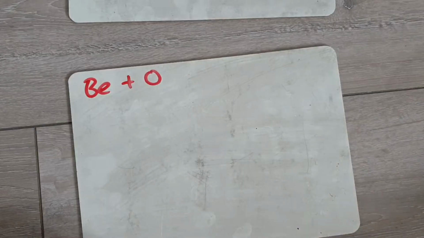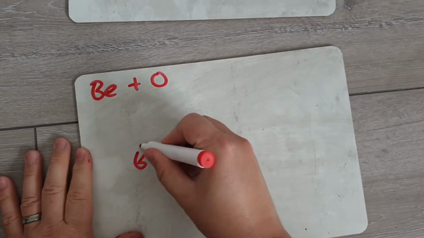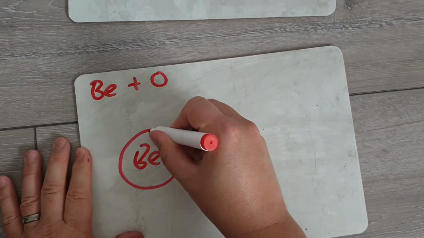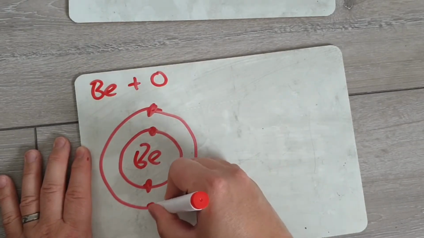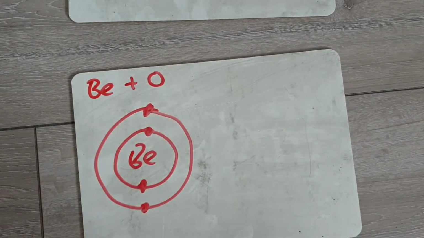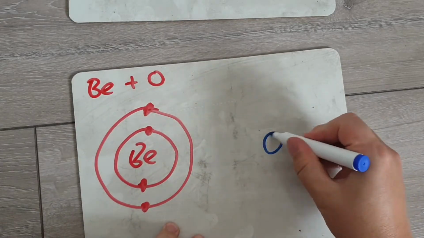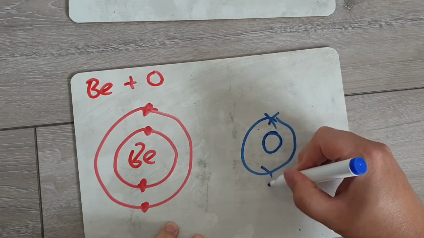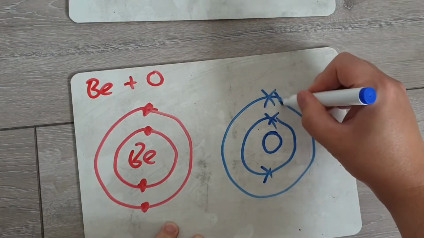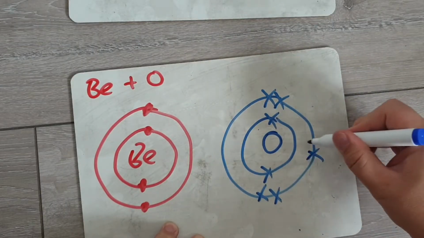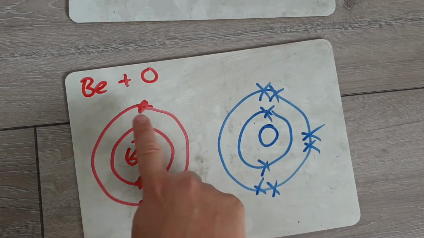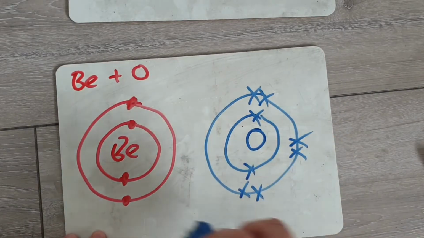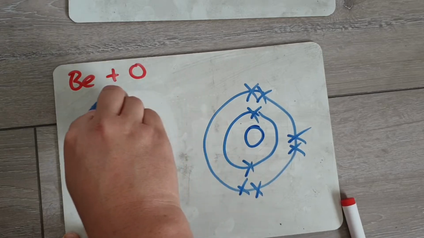So when we draw these, we've got beryllium, 1, 2, 3, 4, with 2 on its outer shell because it's in group 2, and oxygen, in group 6, so it's got 6 on its outer shell. And again, what happens? Beryllium gives away 2 electrons, oxygen gains 2 electrons. So we rub out the shell.